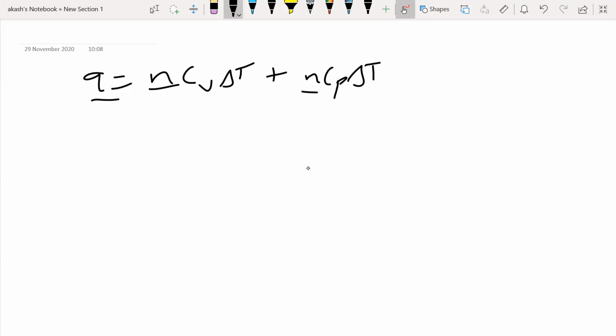We even gave a definition for heat capacities. It is the amount of heat, the amount of Q, required to raise the temperature of 1 mole of the substance by 1 Kelvin. When the change in temperature is 1 Kelvin, and when the number of moles is 1, Q becomes equal to C, right?